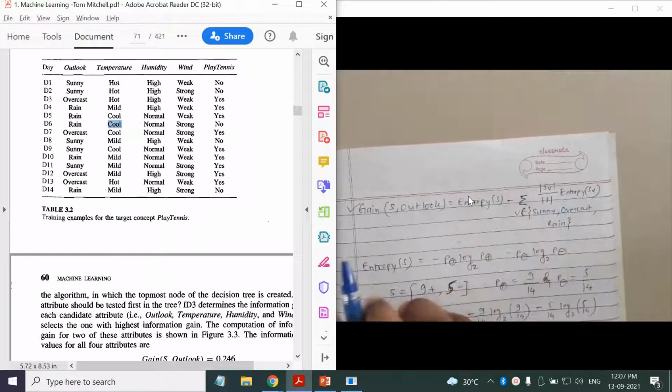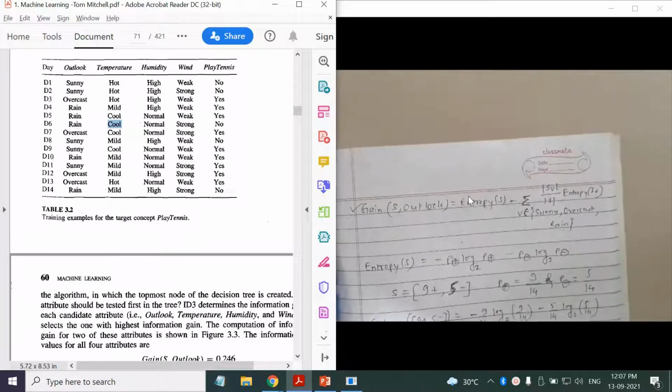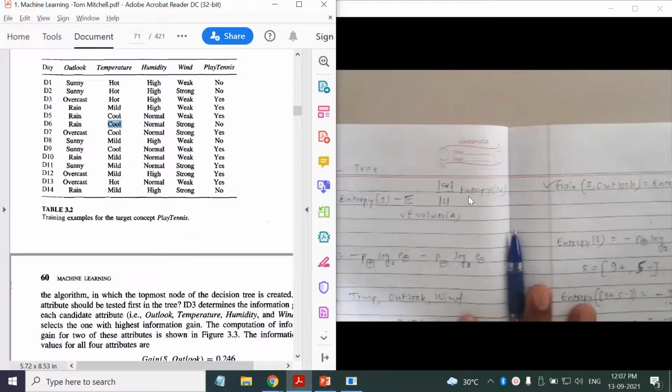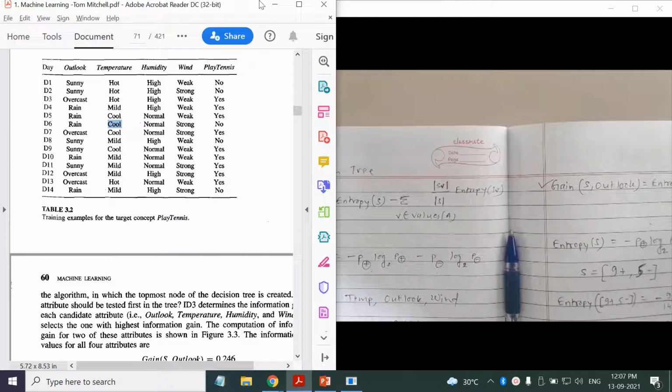ठीक है, so we'll stop here. We'll continue with the same example tomorrow. Any doubt?